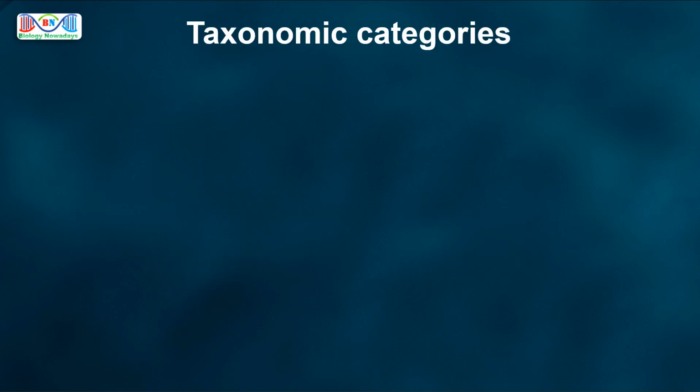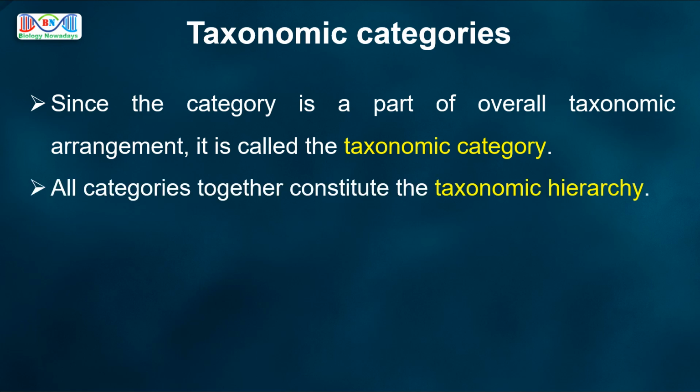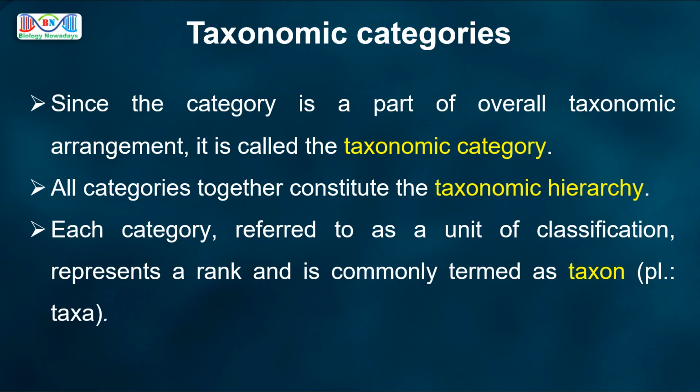As we discussed earlier, during classification, each organism is placed into a category. Since the category is a part of overall taxonomic arrangement, it is called the taxonomic category, and all categories together constitute the taxonomic hierarchy. Each category, referred to as a unit of classification, in fact represents a rank and is commonly termed as taxon. Plural form is taxa.